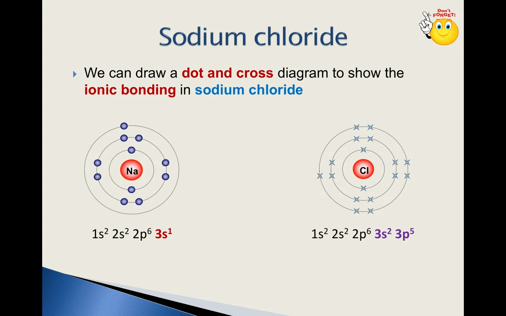In the case of chlorine, we've got 1s2, 2s2, 2p6, 3s2, 3p5. And in this case, we know that the p sublevel can hold a maximum of 6 electrons. So in this case, chlorine needs to gain one to get to 3p6.